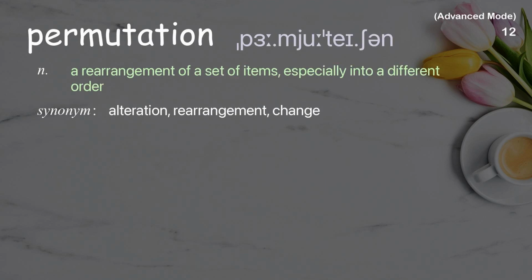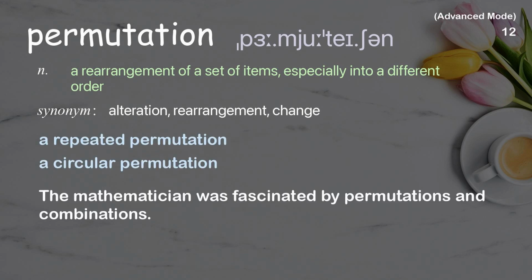Permutation. A rearrangement of a set of items, especially into a different order. Examples: A repeated permutation. A circular permutation. The mathematician was fascinated by permutations and combinations.